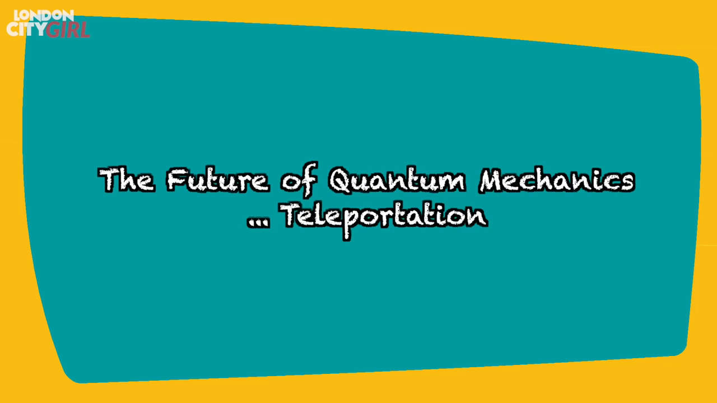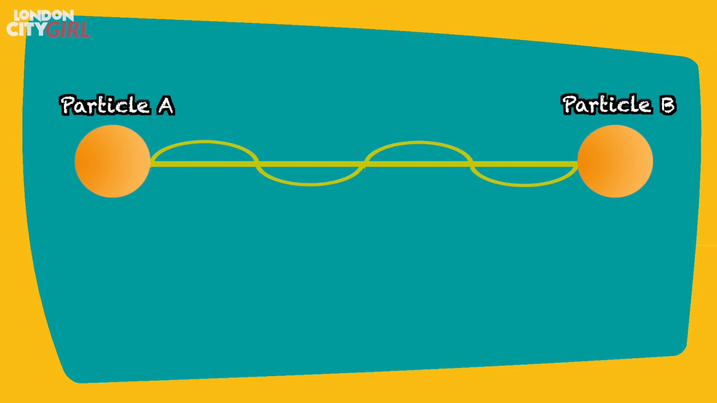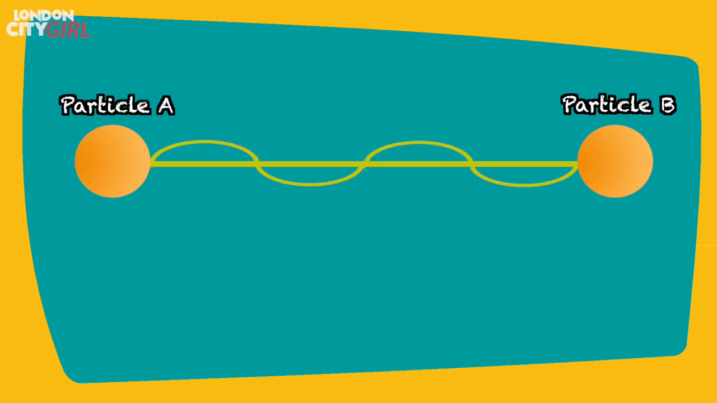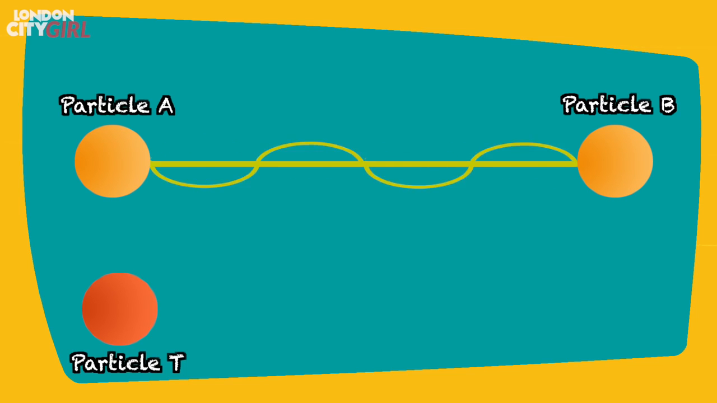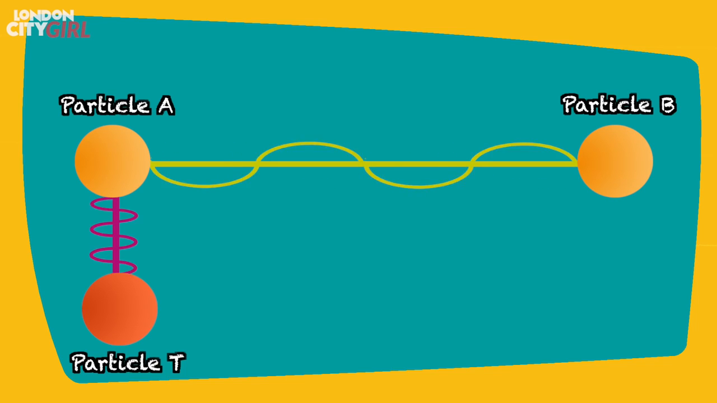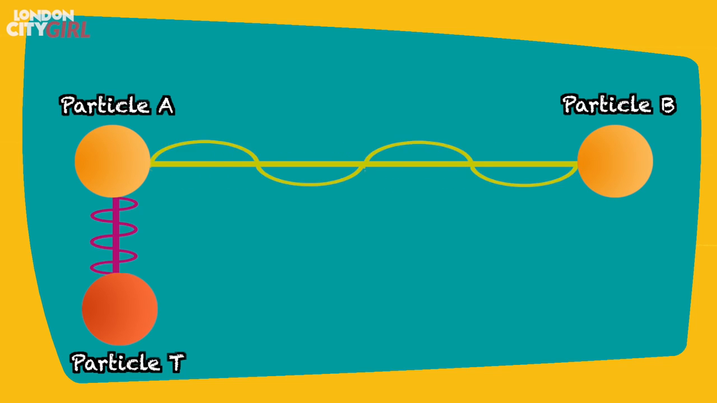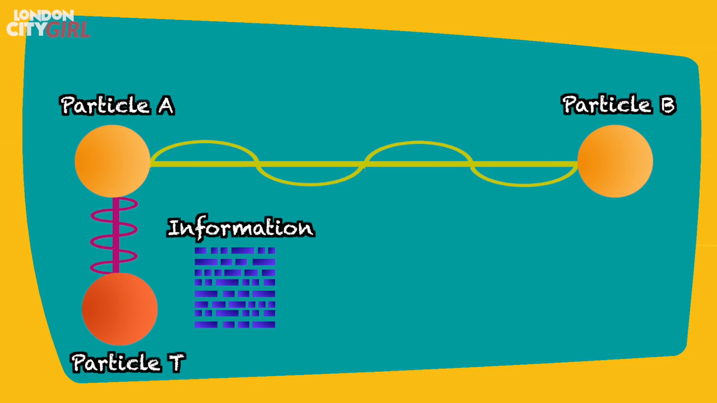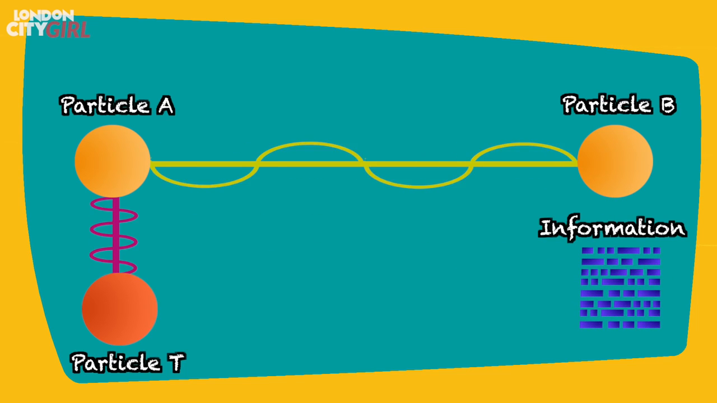The future of quantum mechanics: teleportation. Using quantum entanglement, scientists have been able to teleport particles. Two particles are entangled and separated by a large distance. A third particle, particle T, is brought in, and this is the particle that we want to teleport. This particle T interacts with particle A, and we learn how the quantum state of particle T relates to particle A. This information is then sent across to where particle B is kept.